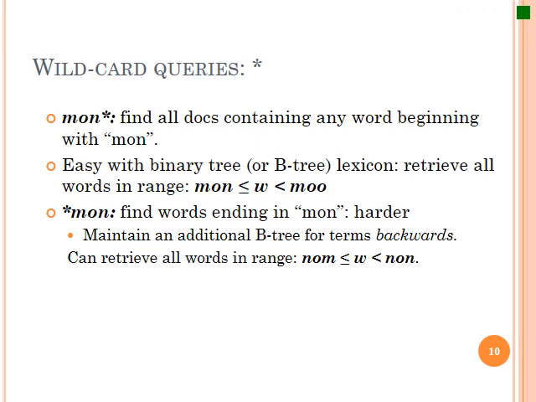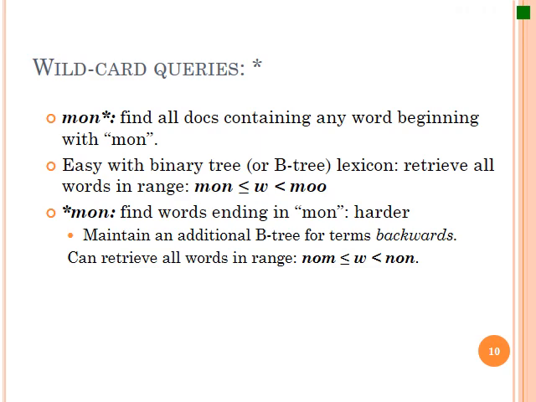Okay, so let's get to the tolerant retrieval task now. The first tolerant retrieval task is to answer wildcard queries, that is, queries involving star. Suppose that you want to find all the documents containing any word beginning with MON. In other words, your query is MON star.